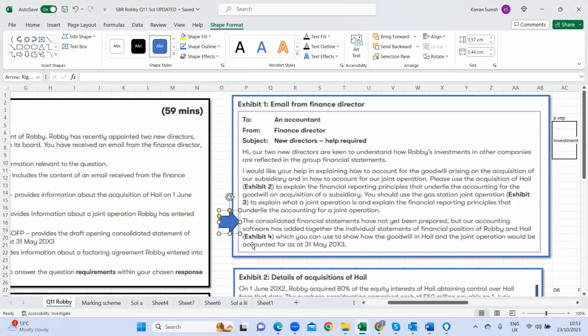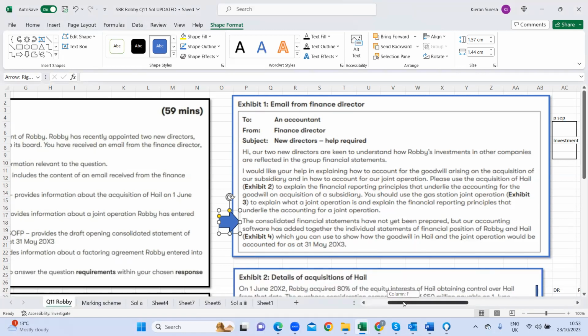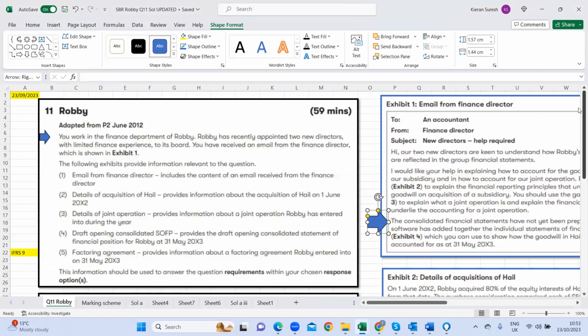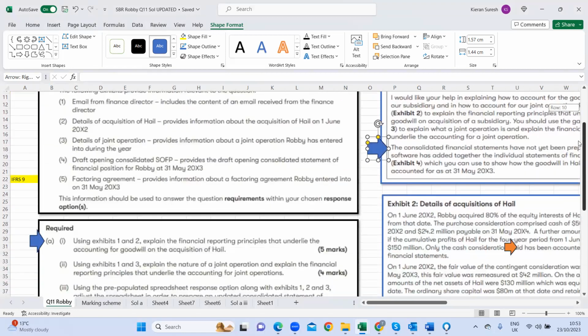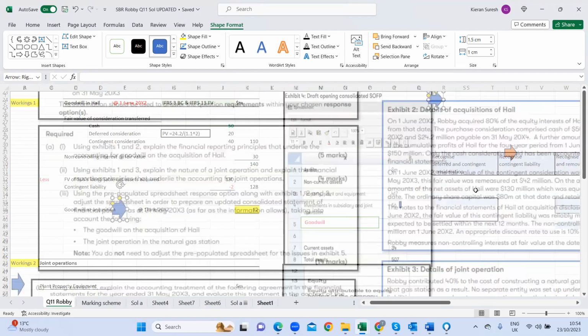Let me quickly go back again to get the requirement clearly so that we know we are addressing it correctly. It says: using the pre-populated spreadsheet response options, along with Exhibits 1, 2, 3, adjust the spreadsheet in order to prepare an updated consolidated statement of financial position as at 31st May 2013.